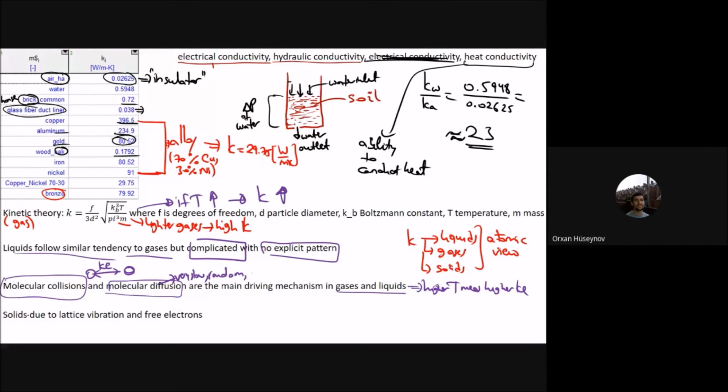And for the solids, it is a very easy one. It is happening due to free electrons. We have the free electrons inside the solid material. These free electrons are moving in the lattice pattern here of the solids, and as they move, they carry energy with themselves.